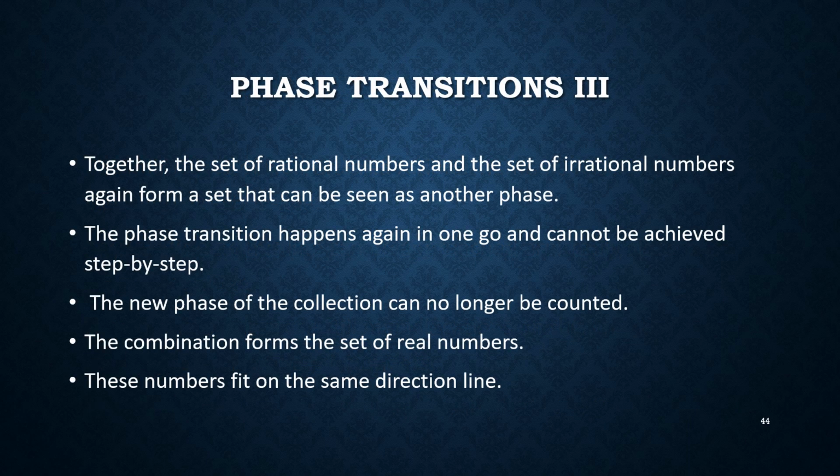Together, the set of rational numbers and the set of irrational numbers again form a set that can be seen as another phase. The phase transition happens again in one go and cannot be achieved step by step. The new phase of the collection can no longer be counted. The combination forms the set of real numbers. These numbers fit on the same direction line.